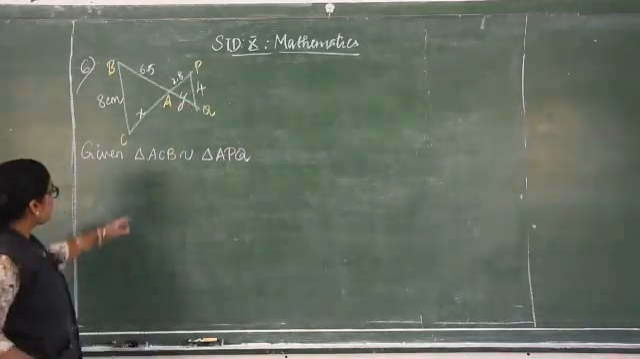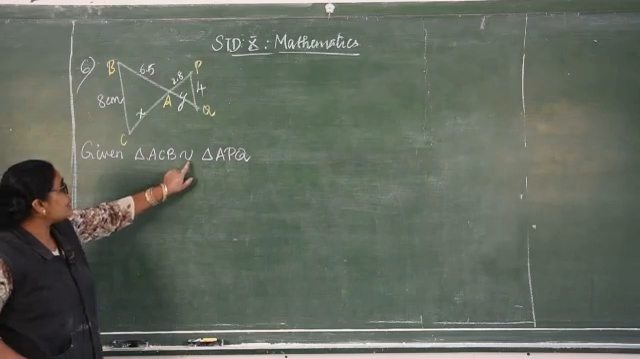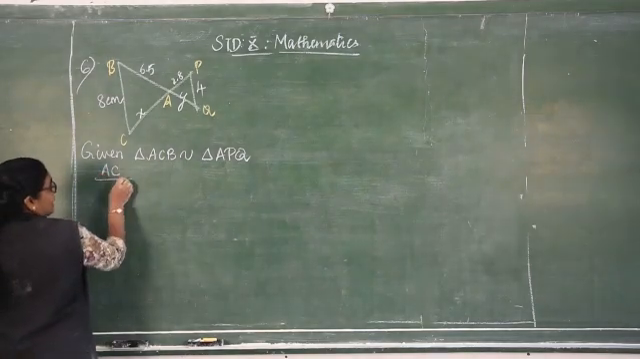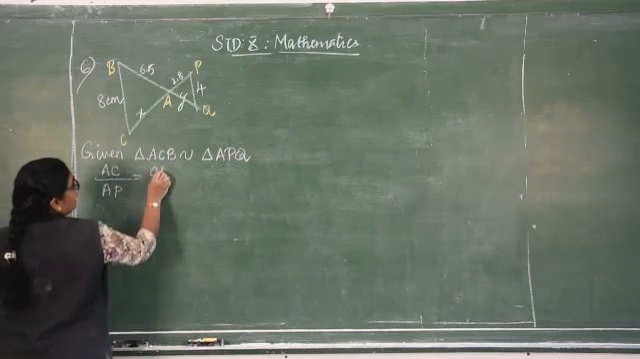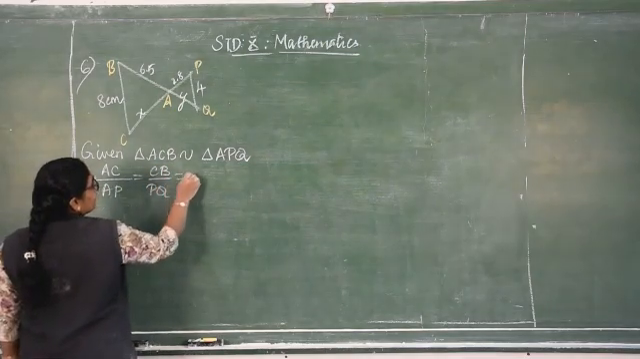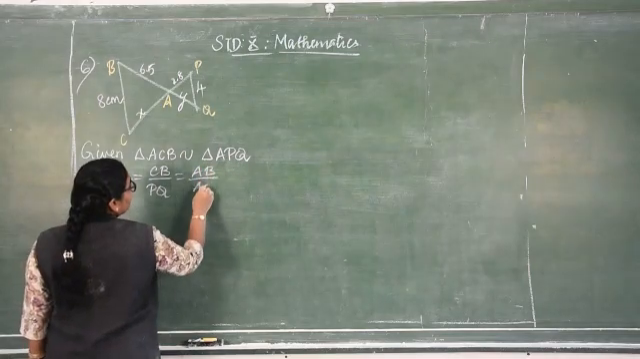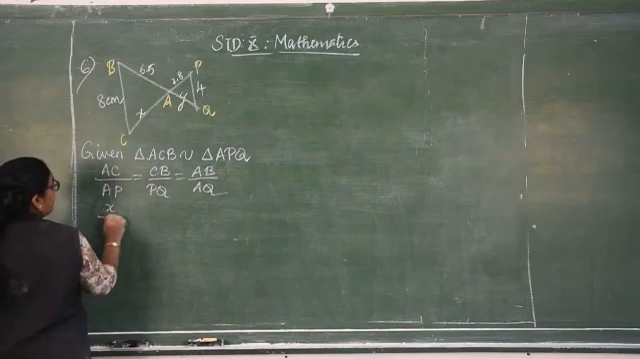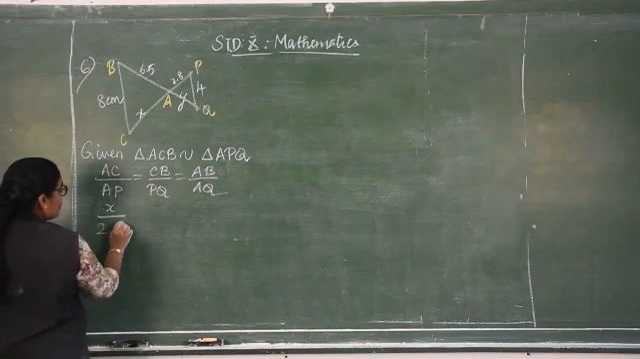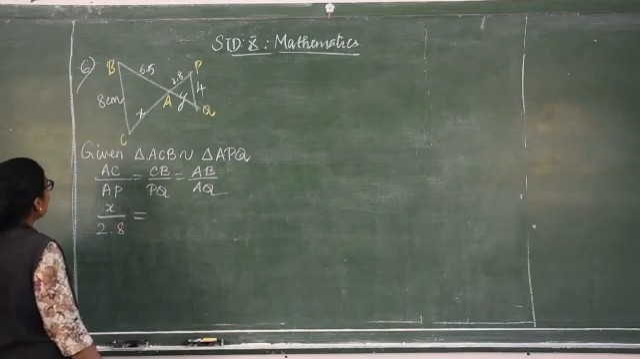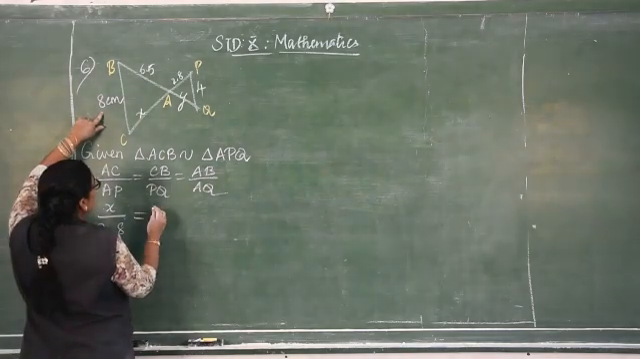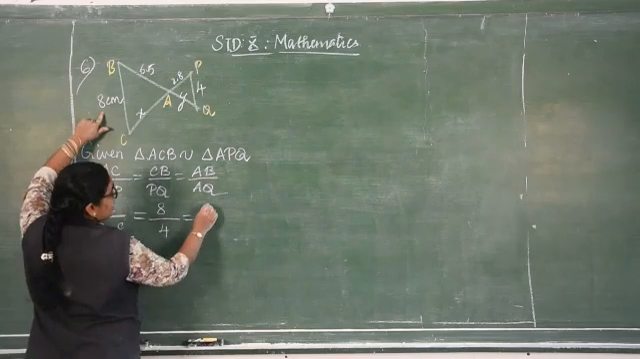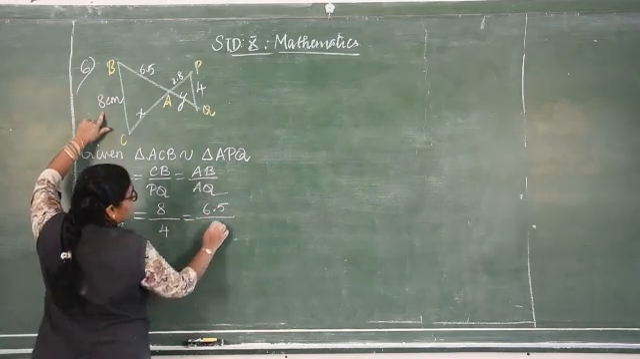So they have given already that triangle ACB is similar to triangle APQ. We can write the conditions. AC by AP is equal to CB by PQ is equal to AB by AQ. Apply the values. AC we don't know, so X. AP value is 2.8. BC or CB both are the same. 8 by 4 is equal to AB is 6.5 by AQ, which is Y.